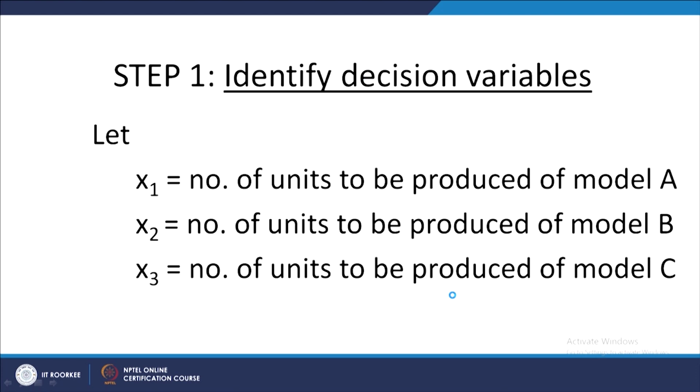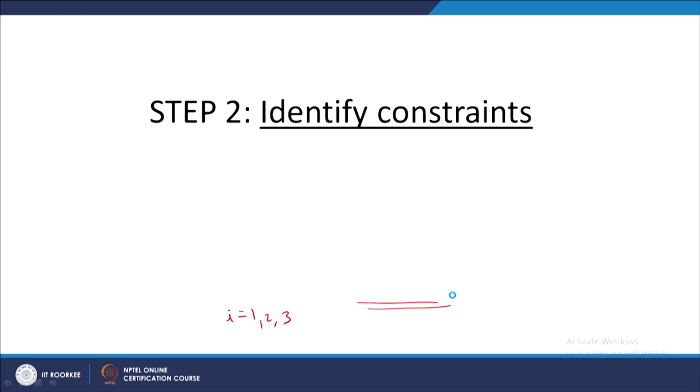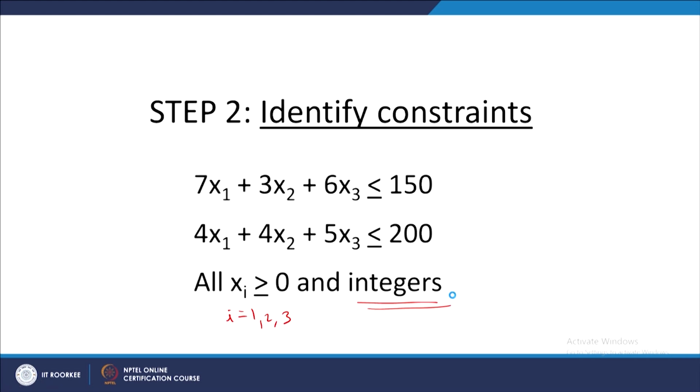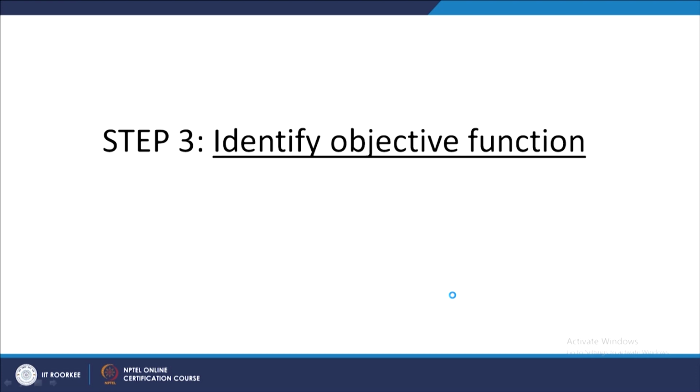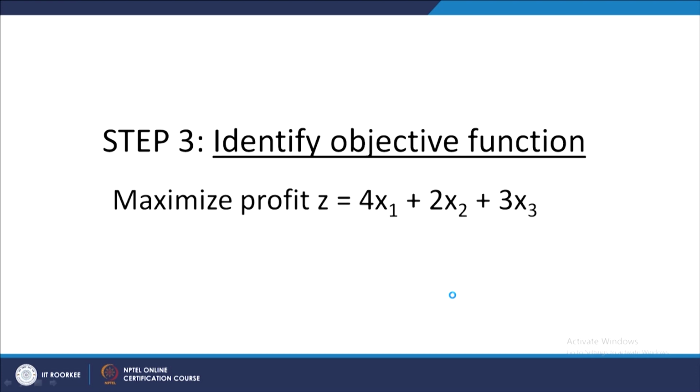So, these are the decision variables in step number 1, in step number 2 we have identified the constraints, and in step number 3 we have identified the objective function which has to be maximized in this case. So, this is the way that using these 3 steps you can model a given problem into a linear programming problem, which is also called the linear optimization problem.